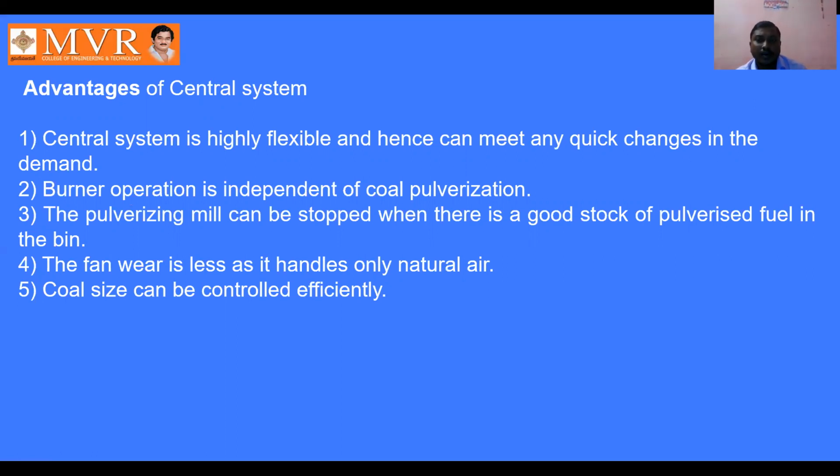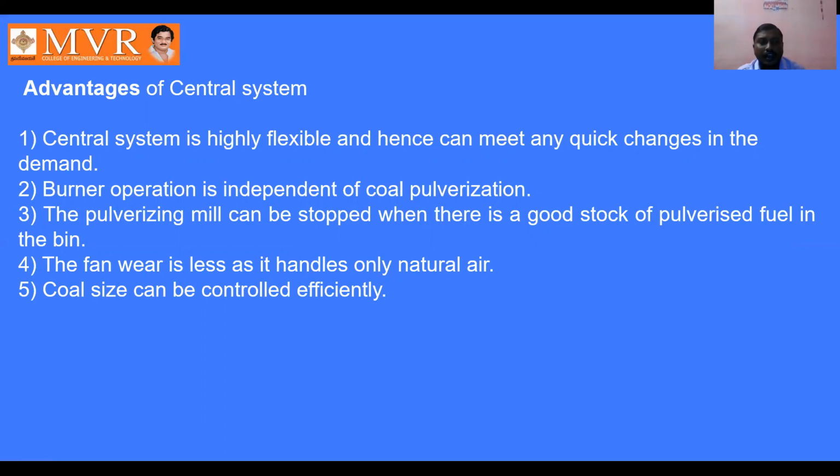Burner operation is independent of coal pulverization. For the pulverization process, the burner operation is independent here. The pulverizing mill can be stopped when there is a good stock of pulverized fuel in the bin. This is a good point which we study here: when we have a good stock of pulverized fuel in the bin, we can stop the pulverizing mill, and there is no use of the pulverizing mill when the pulverized fuel is in the bin.